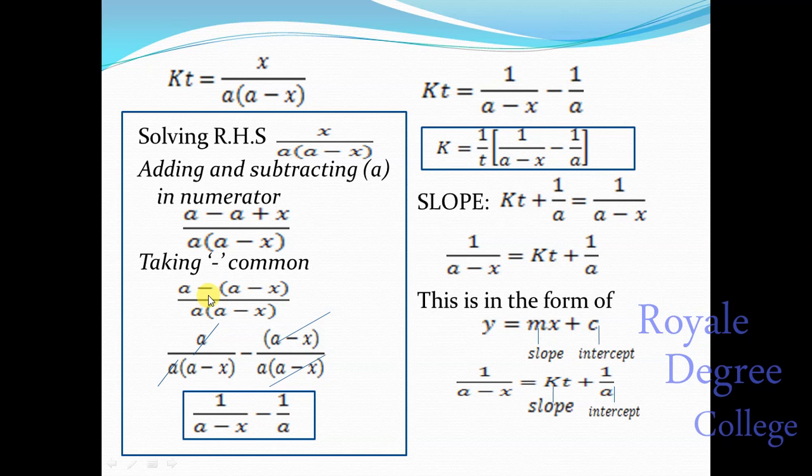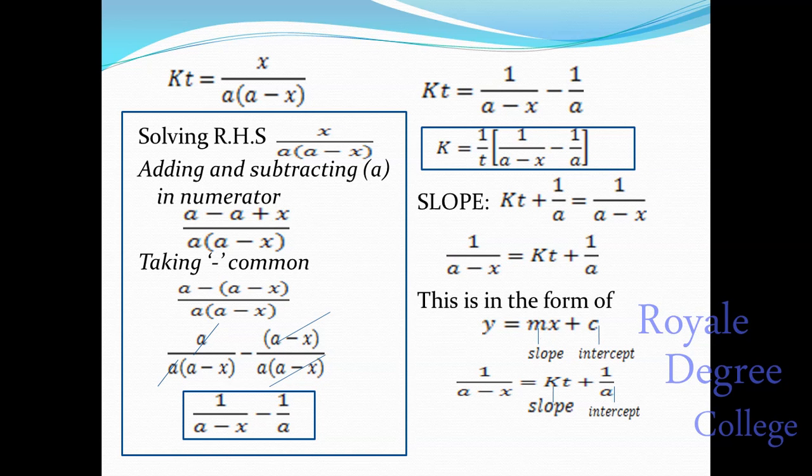Now we will break the division sign. So we will get the next step like this, a by a into a minus x, then minus a minus x by a into a minus x. Now a gets cancelled, a minus x gets cancelled, so we will get 1 by a minus x, minus 1 by a. Now this is the value which we are keeping in place of x by a into a minus x. Okay, you can see here. So the k we are keeping on the same side, the t we are bringing to the other side, so 1 by t, the rest of the things are the same.